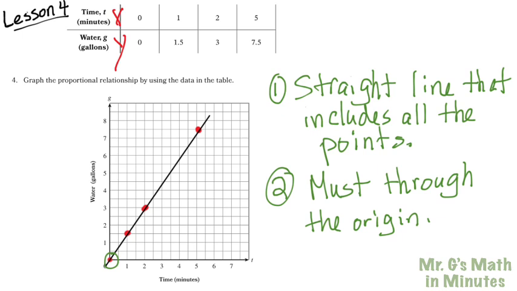If it was a line with a curve and it went through the origin, it still wouldn't be proportional because it didn't meet both requirements. Or if it was a straight line, but it didn't start until up here, like this line, that line is straight, but it doesn't go through the origin. So that line in particular is not proportional. All right, so that takes care of lessons 3 and 4. Lesson 5 was just more practice of graphs, and then lesson 6 had to deal with equations.